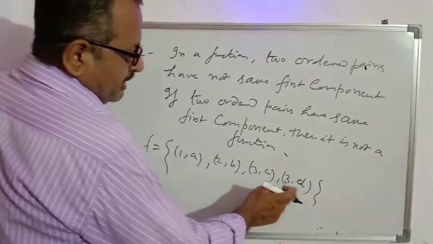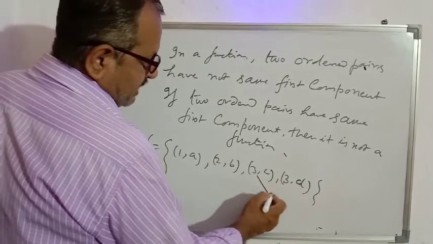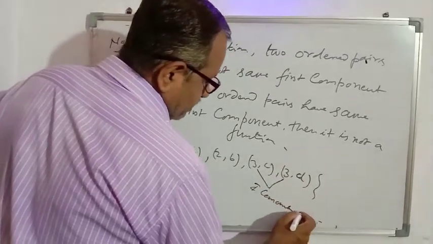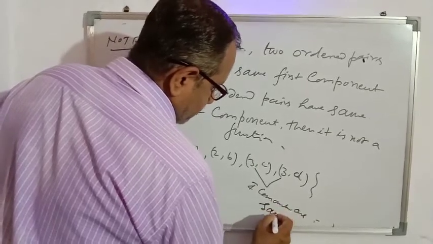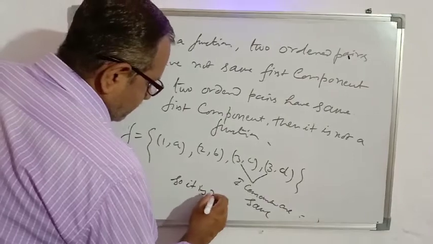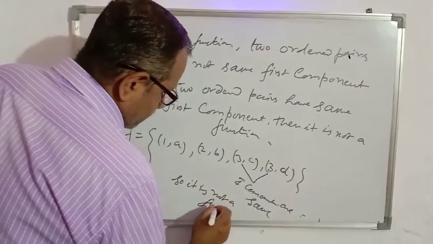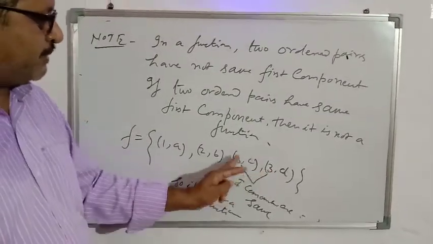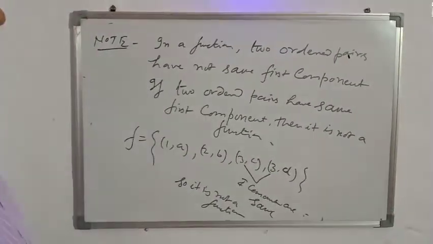So the two ordered pairs 3C and 3D have the same first component. First components are the same, so it is not a function. So if two ordered pairs have the same first component, then it is not a function.